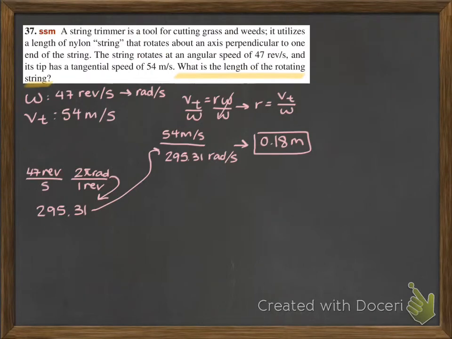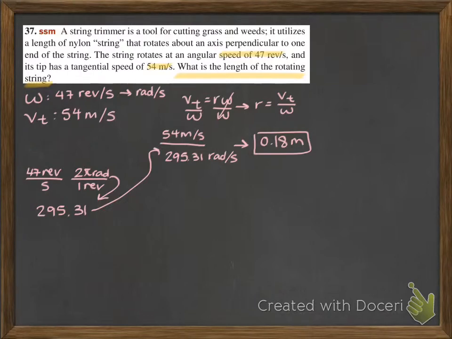A string trimmer is a tool for cutting grass and weeds. It utilizes a length of nylon string that rotates about an axis perpendicular to one end of the string. The string rotates at an angular speed of 47 revolutions per second, and its tip has a tangential speed of 54 meters per second. What is the length of the rotating string? Okay, write down the givens. The angular velocity is 47 revolutions per second, and the tangential velocity is 54 meters per second.